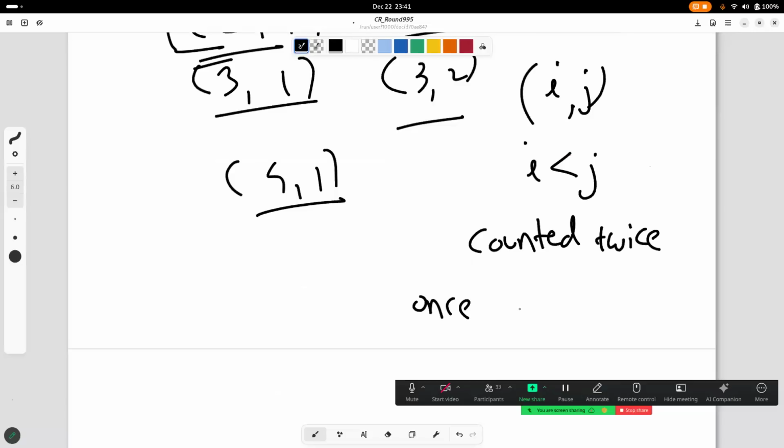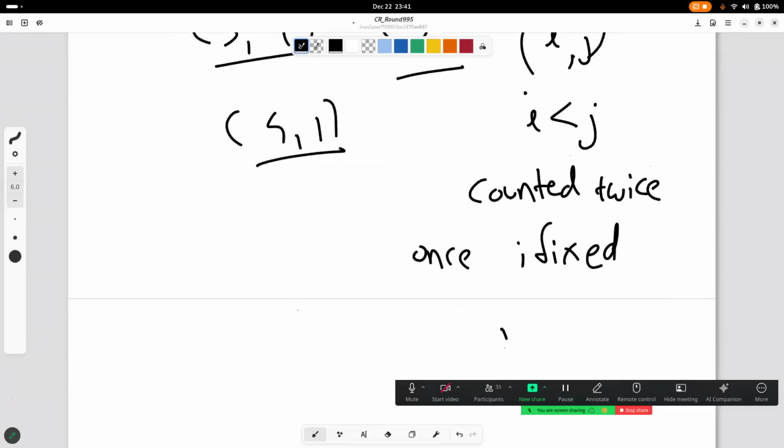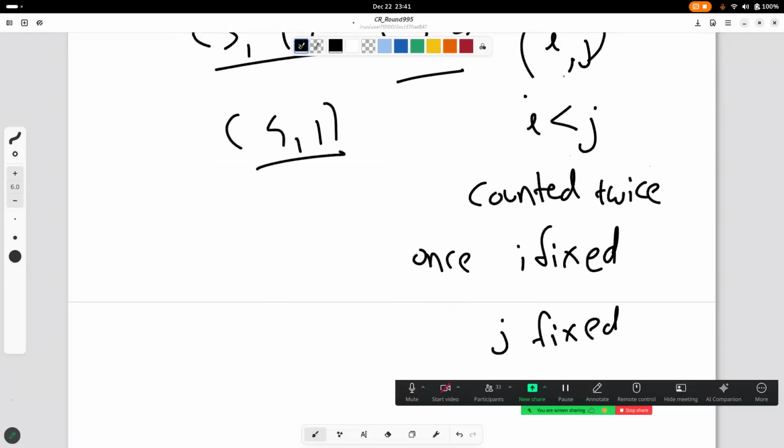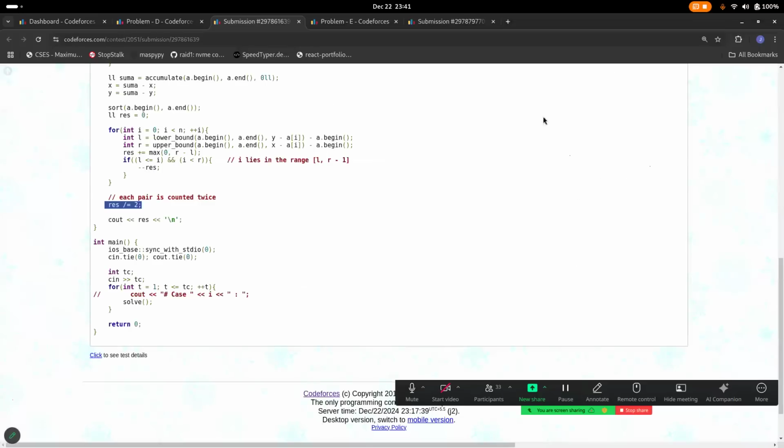Once when i is fixed, and the second time when j is fixed. So each such pair ij, i strictly less than j, is counted twice. Since it's counted twice, we can deal with that by dividing whatever answer we get by 2, and finally we just output this answer.